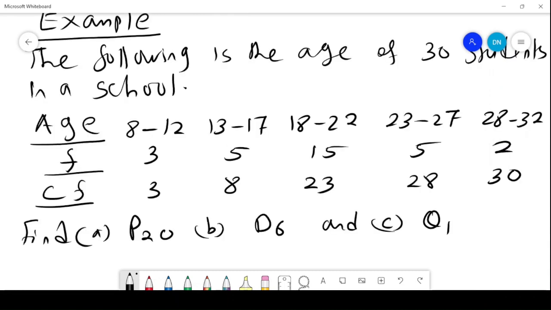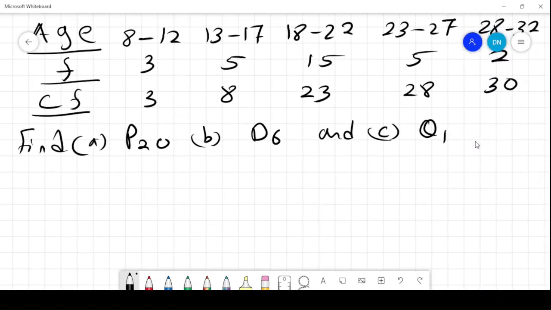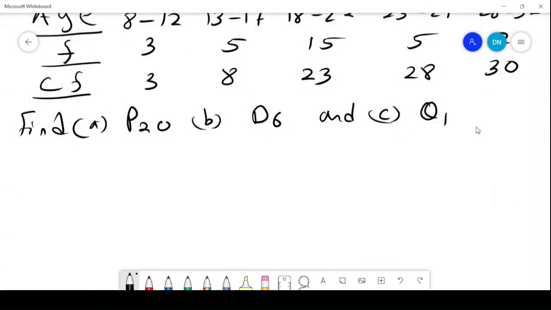So the following is the age of students in a school. We have been given the ages 8 to 12, 13 to 17, 18 to 22, 23 to 27, and 28 to 32 years. And we are given the number of students in each age group. We are told to find the 20th percentile, the 6th decile, and the first quartile. So that's the process we want to take using that information there.